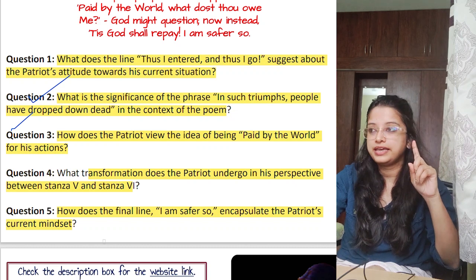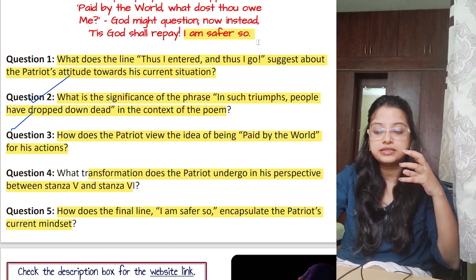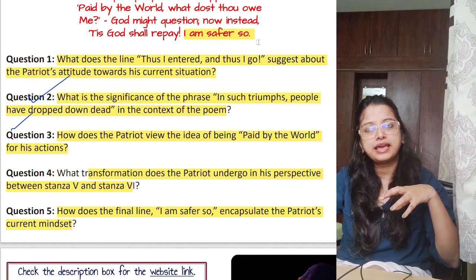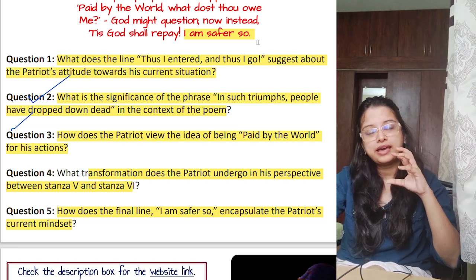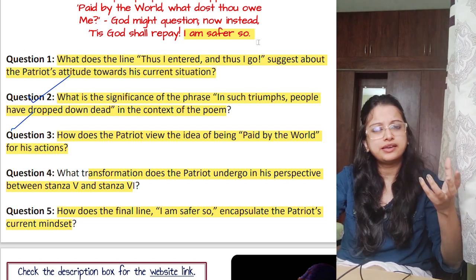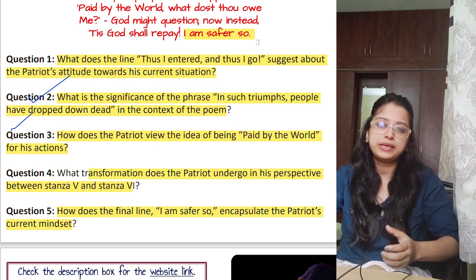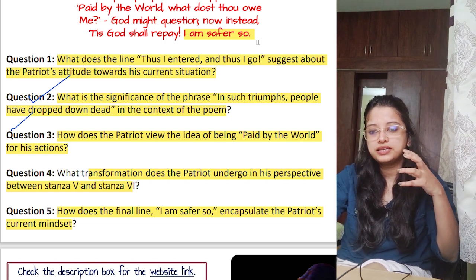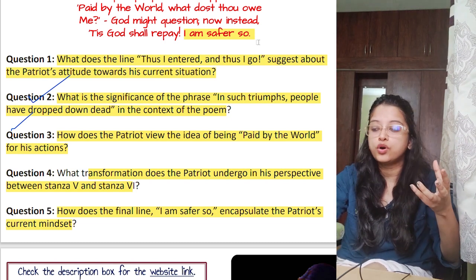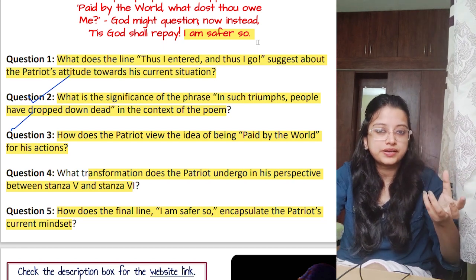The final line reflects, see, this is the last line, last sentence, "I am safer so." So the final line reflects the patriot's sense of security. He feels that I have rested my case in the hands of God. I have devoted myself to God. I will allow these people to do whatever they want, and I hope that God will pay me well. Okay, so this is when he is leaving his fate in God's hands, in God's judgment. Okay, he finds comfort when he surrenders to God.